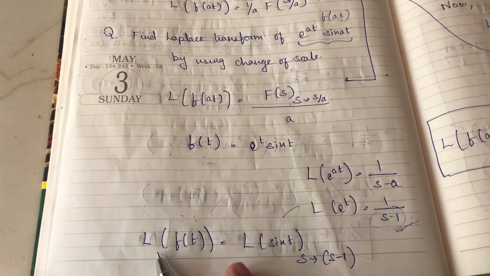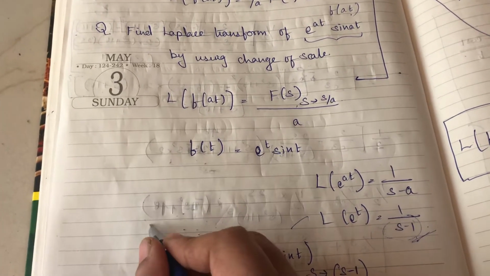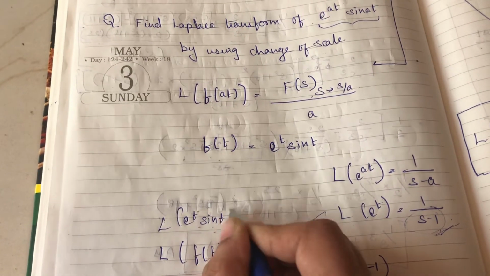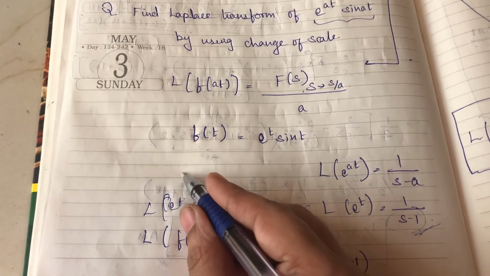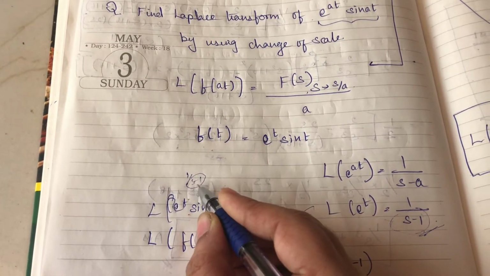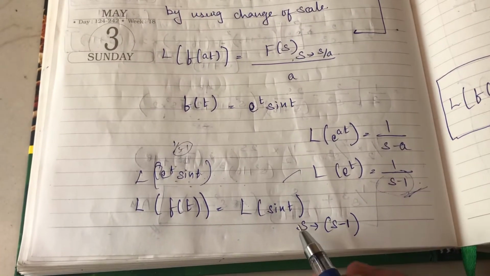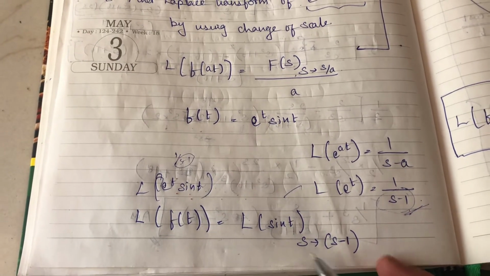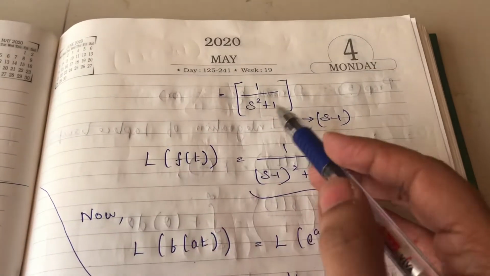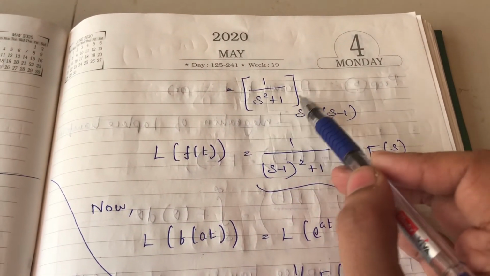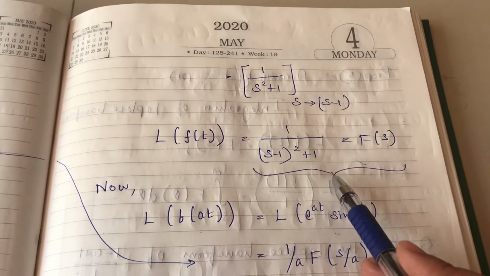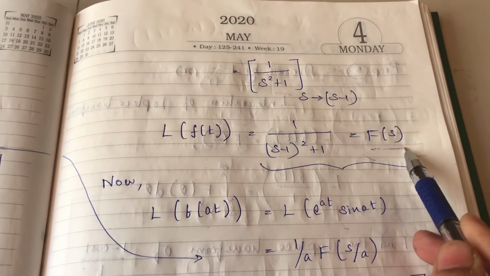The same here, L of f of t, like L of e power t into sin t, this term. This term is 1 by s minus 1. So in place of s we are going to do s minus 1. Sin t's formula: we do s in terms of s minus 1. L of sin t is 1 by s square plus 1. So in place of s we are going to do s minus 1, and after substituting this will become f of s.